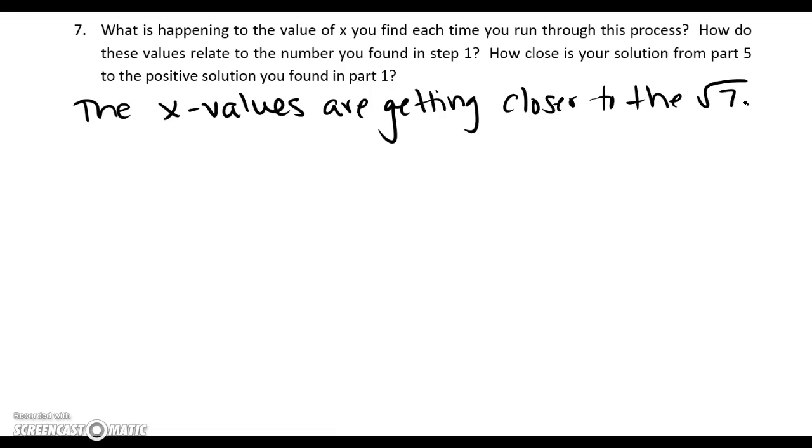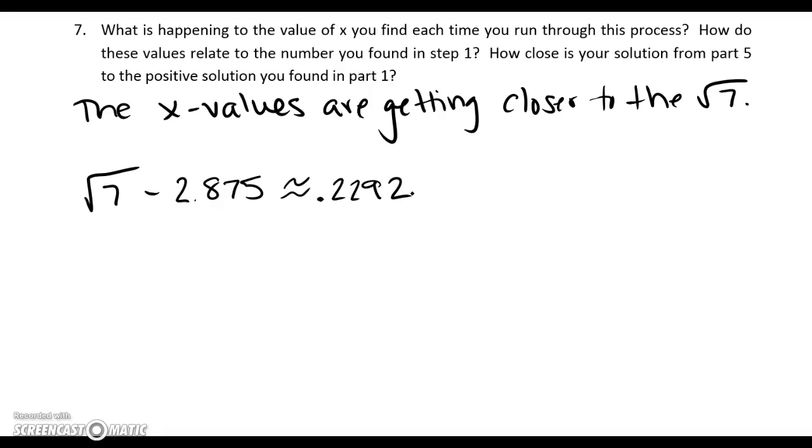How close are they? Well, if we take the square root of 7 and we subtract off our most current iteration of 2.875, we get a solution that's approximately 0.2292. Now, this isn't super close to the square root of 7, but it is getting closer and closer.